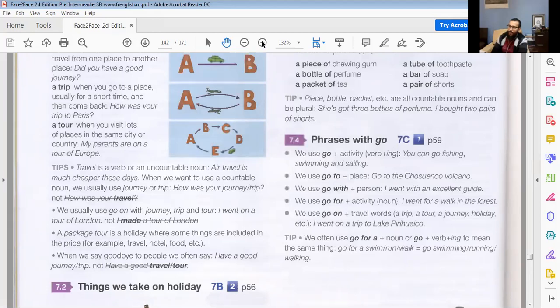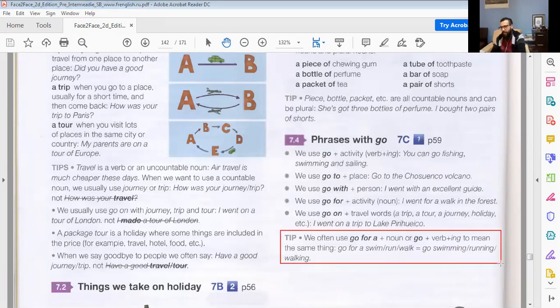Okay. So let's just talk about this tip. So here, the idea is it's actually optional. Okay. So you can say go for a, to talk about an activity, but it may be better to just say go plus the activity directly. So you can say go for a swim, go for a walk.